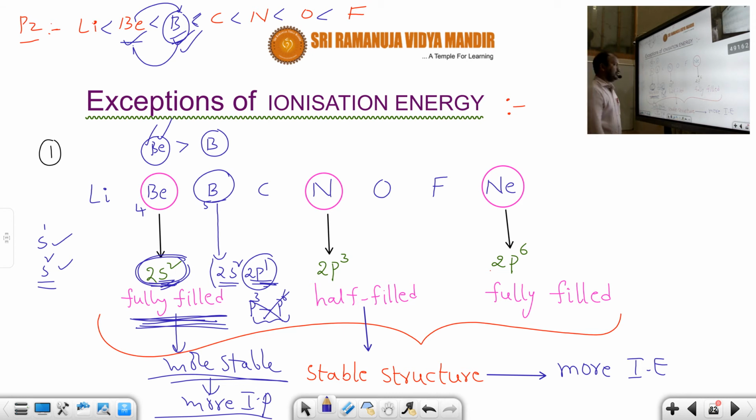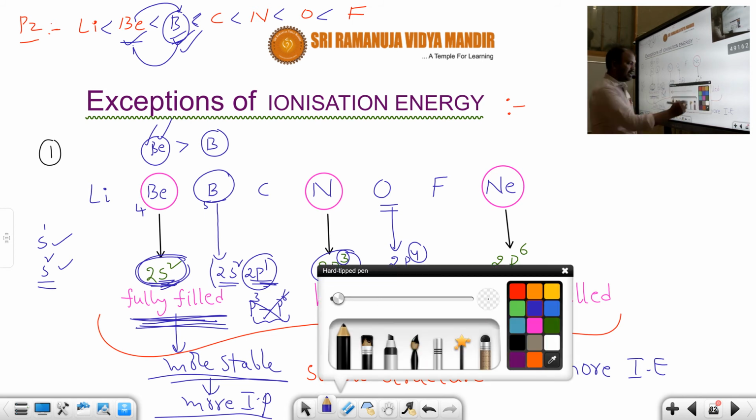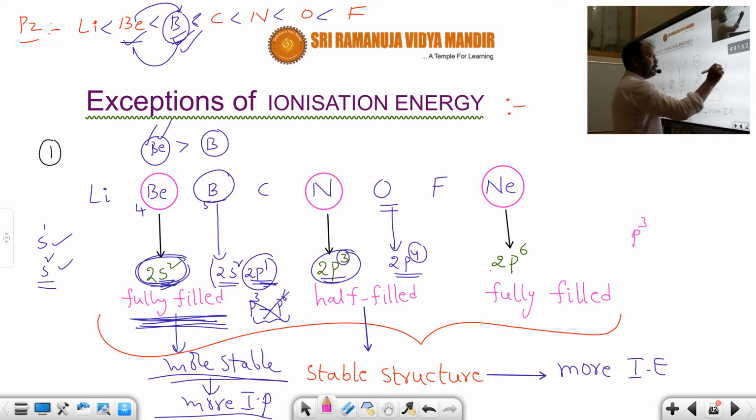Now take nitrogen and oxygen. Nitrogen is 1s2, 2s2, 2p3, and in the valence shell the last orbital is 2p3. Oxygen, atomic number 8, is 1s2, 2s2, 2p4; the last orbital is 2p4. In nitrogen, p contains 3 electrons; in oxygen, p contains 4 electrons. So p with 3 electrons is more stable, and p with 6 electrons is more stable, because p containing 3 electrons is a half-filled structure.